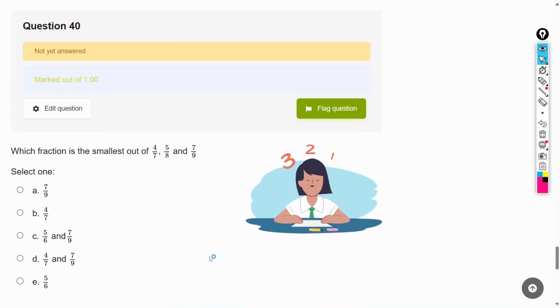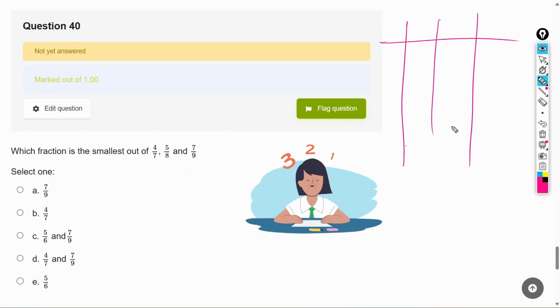Which fraction is the smallest of these? Now, it's difficult to tell by just looking at them which is the smallest. So what we can do to figure that out is to give them a common denominator. A common denominator, which is the same thing as the lowest common denominator, or the LCM. So we find our LCM of 7, 8, and 9.